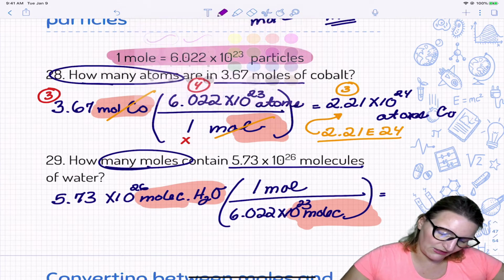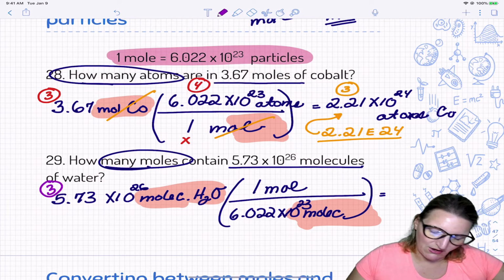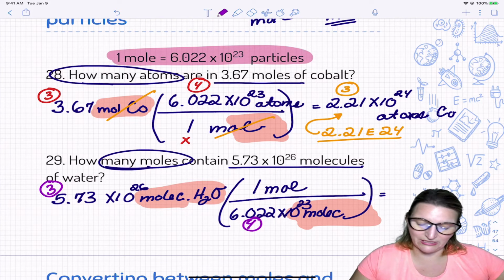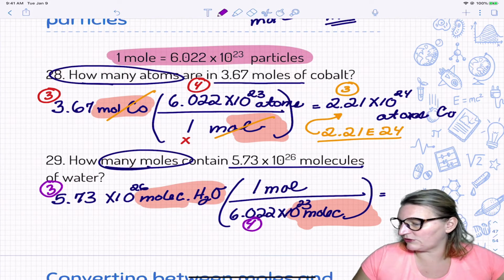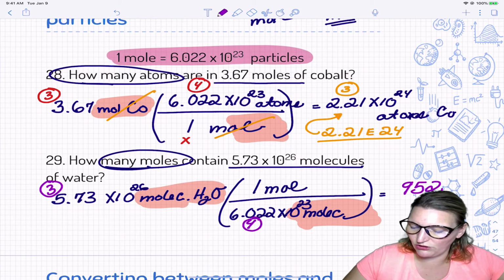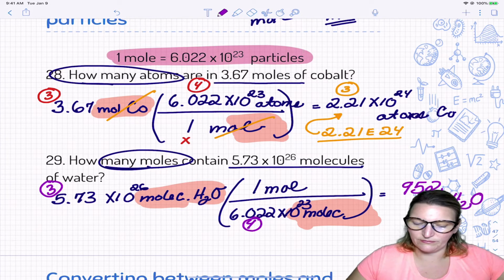Again, how many significant figures should my answer have? 5.73 times 10 to the positive 26 has 3 significant figures, and 6.022 times 10 to the positive 23 has 4 significant figures. So of course we choose the least of those. So I'm going to round my answer to 3 significant figures, which is going to be 952, and that's going to be moles of water.